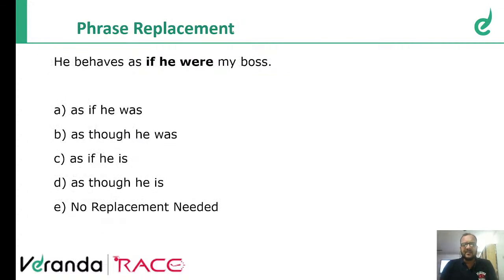He behaves as if he were my boss. No replacement required. I'll tell you why. As if is followed by subject and then followed by were. Were means a past subjunctive mood, used when we talk about something imaginary. So he behaves as if he were my boss. He is not my boss, but he behaves like that. Okay.